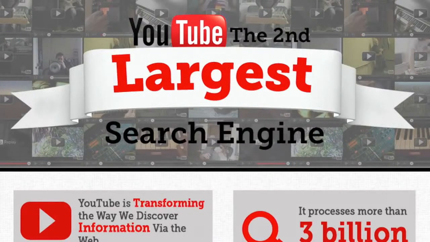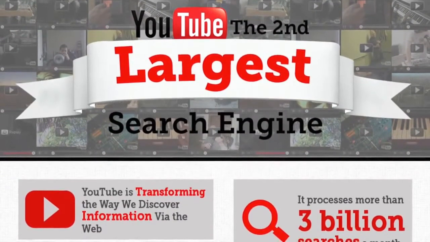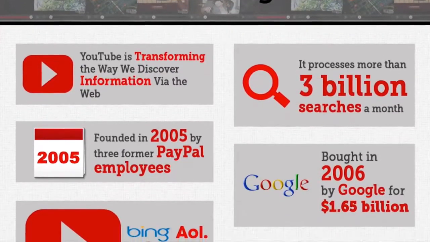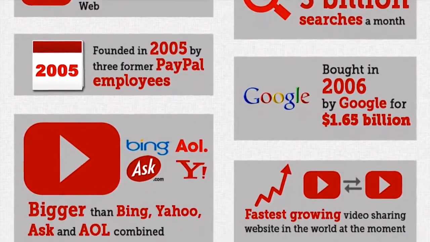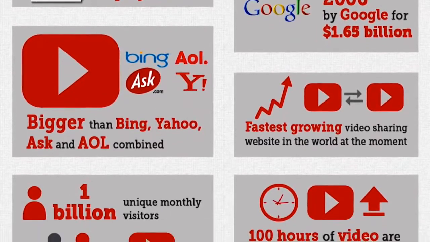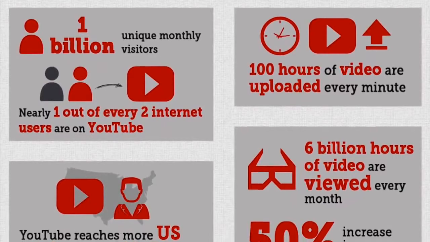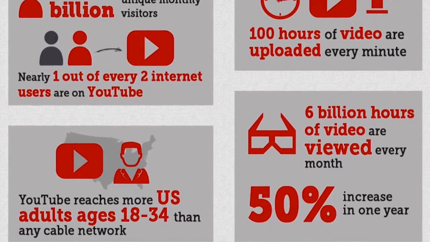All right, so first up, some stats. YouTube is the second largest search engine on the planet. It processes more than 3 billion searches a month. It is bigger than Bing, Yahoo, Ask, and AOL combined, and 1 billion unique monthly visitors. Nearly 1 out of every 2 internet users are on YouTube right now.